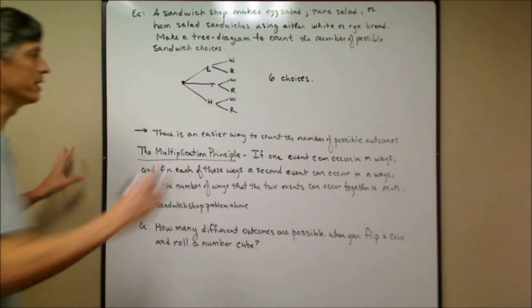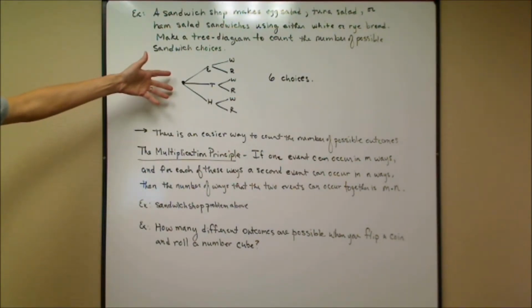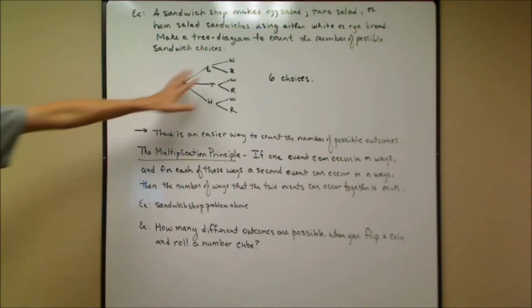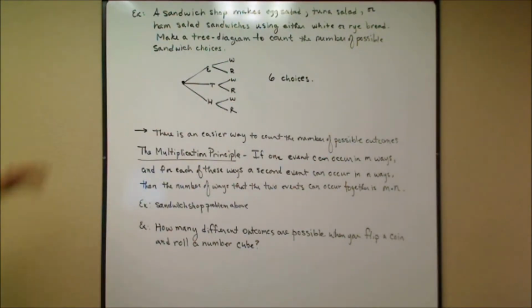Now, it seems to be kind of a hassle to have to draw one of these out to figure out how many choices there are. It's nice because you get a picture of what's going on and you can write out all the choices like I did with the earlier example, but there is an easier way to count the number of possible outcomes when you have these different events occurring. And it's called the multiplication principle. Sometimes it's called the multiplication principle of counting.